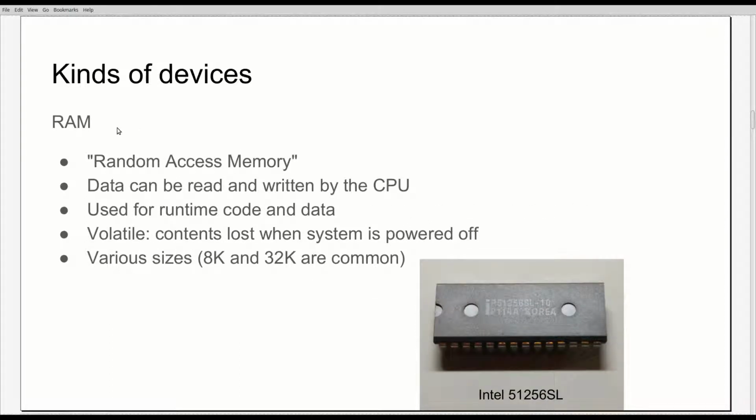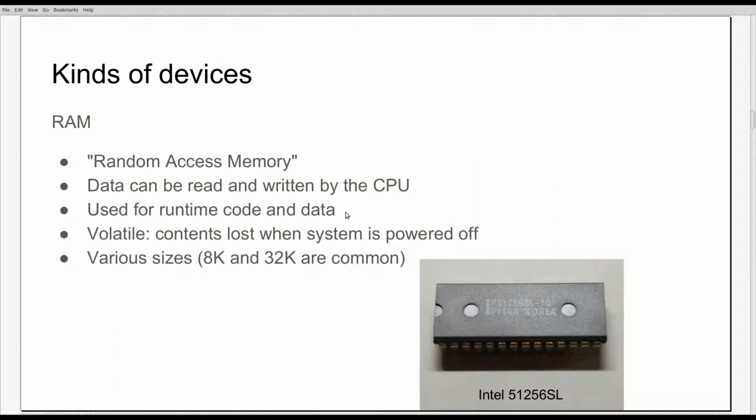Another essential device that you will need in your system is a RAM device. RAM stands for Random Access Memory. And unlike ROM devices, RAM devices are writable, meaning not only can the CPU access and read the data in the RAM device, it can also store data in the RAM device. And this is really useful for any kind of runtime code or data that the system needs to store. So for example, runtime data structures, data that varies over the program execution should be stored in RAM.